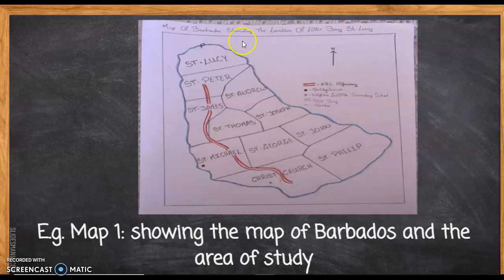As you can notice, the edge of the map is outlined in blue. This is to show that this is an island that is completely surrounded by water. So the coastline is colored in blue to show this. A good way of writing your title is Map 1, showing the map of Barbados and the area of study, or Map 1, showing the map of whatever country is being studied here.